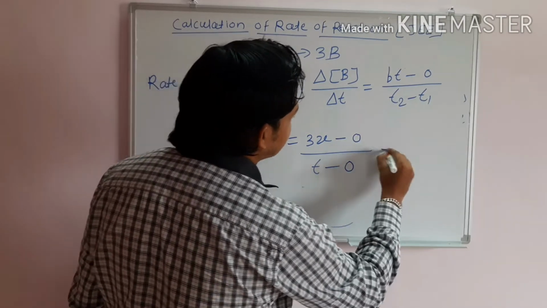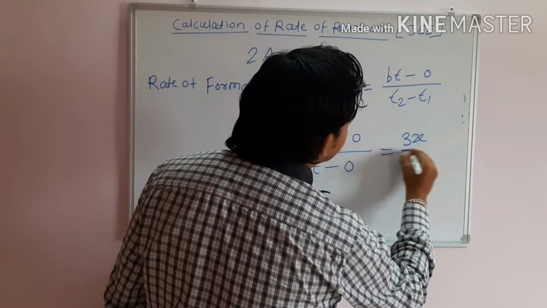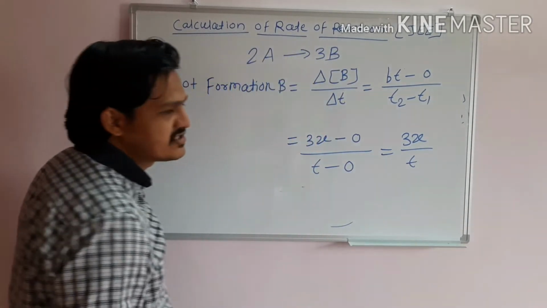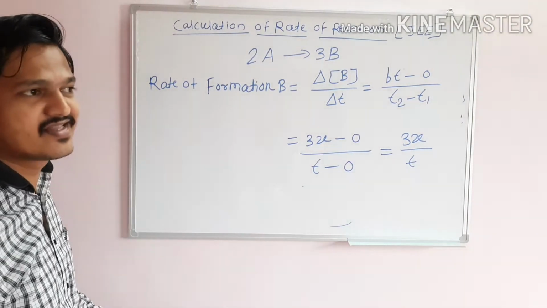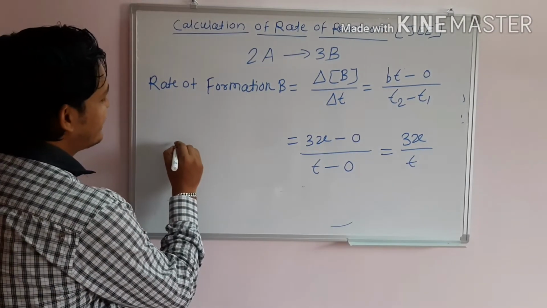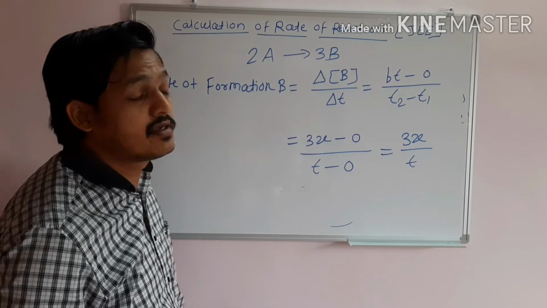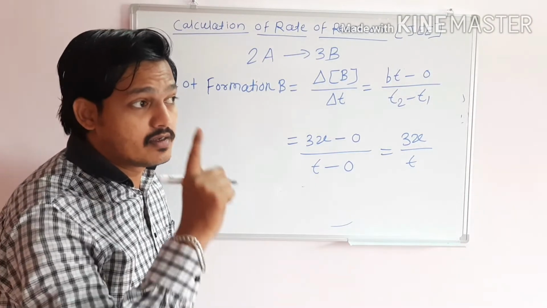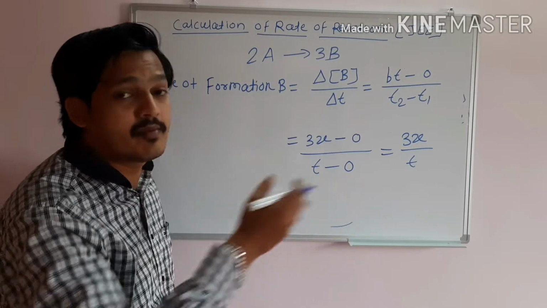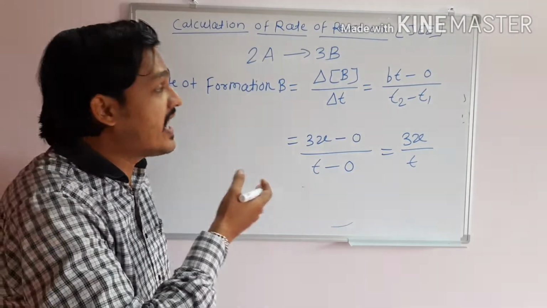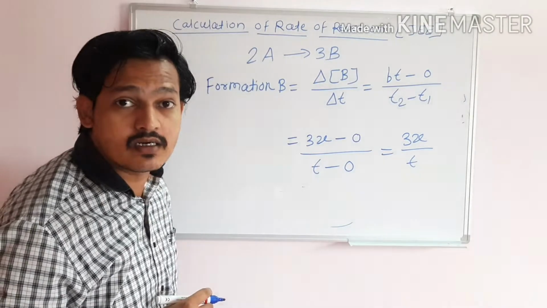The final answer is thrice of x by t. Now here are the twists, because I am going to write the equality. Remember, the average rate of reaction I am going to write in an equal manner. So how can I write this equation in an equal manner?